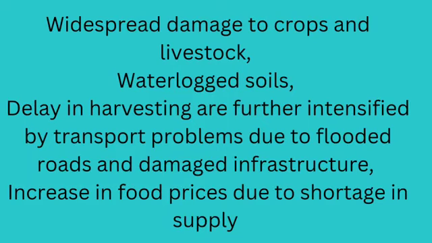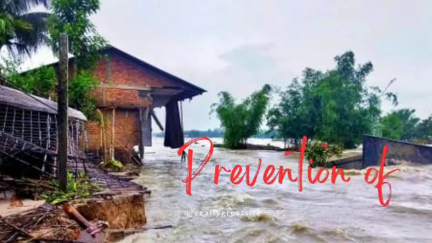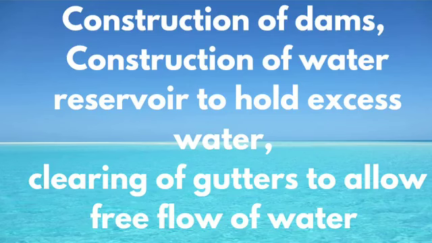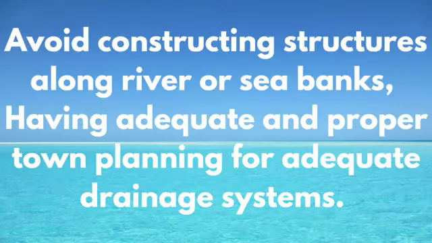Some of the methods or ways of preventing flooding include construction of dams to take excess water that may lead to flooding, construction of water reservoir to hold excess water, clearing of gutters to allow free flow of water, avoid constructing structures along river or sea banks, having adequate and proper town planning for adequate drainage system.